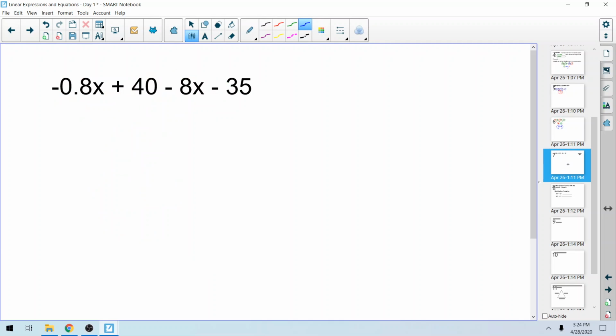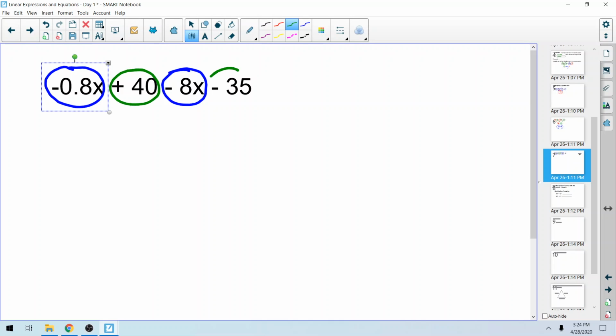Last but not least, like terms. This guy has an x, that guy doesn't. This guy has an x, that guy doesn't. This is just a constant number. This is just a constant number. So this time, I'm going to combine my blue ones and then my green ones.